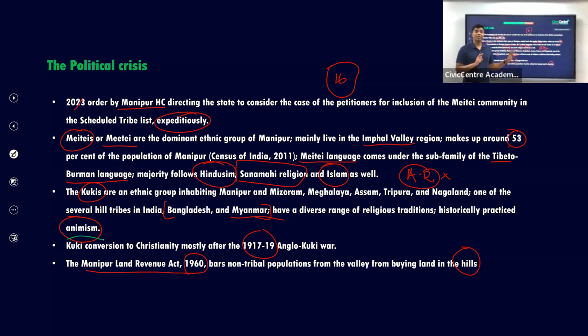So Kukis were never Christians initially. They converted into Christianity nearly 100 years back. The mass conversion happened. Now do you understand? Meiteis, we cannot call them, all Meiteis are Hindus. Kukis, we cannot call them Christians. Meiteis are Meiteis, Kukis are Kukis. Yes, presently majority of the Meiteis are Hindus. Presently majority of the Kukis are Christians.